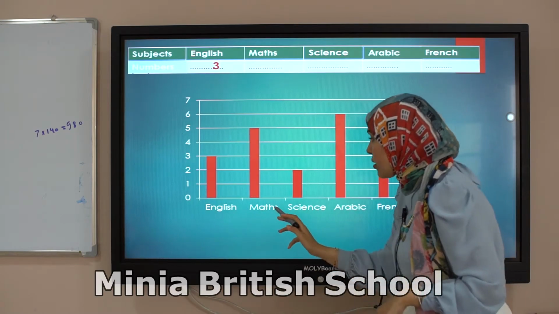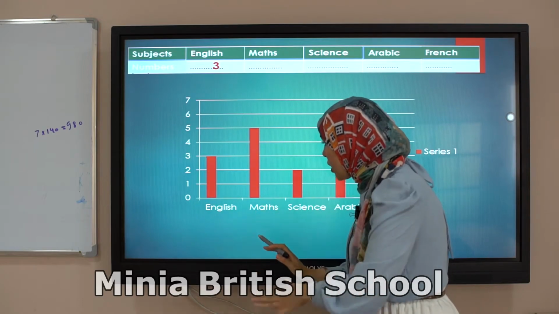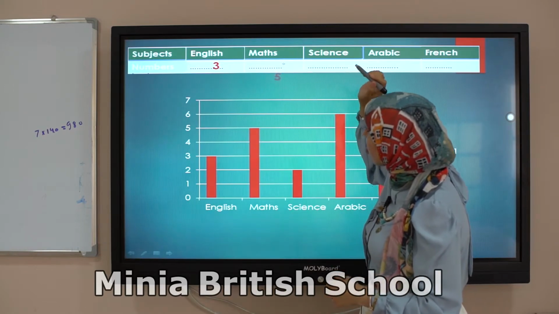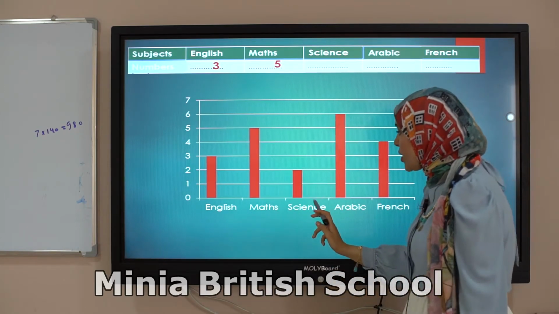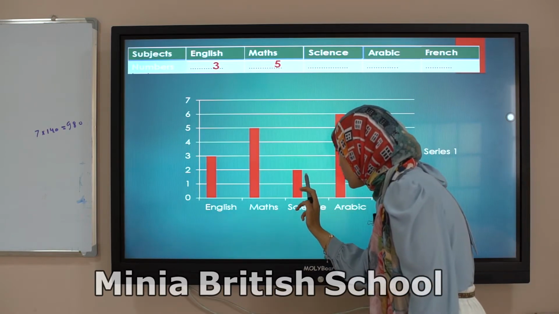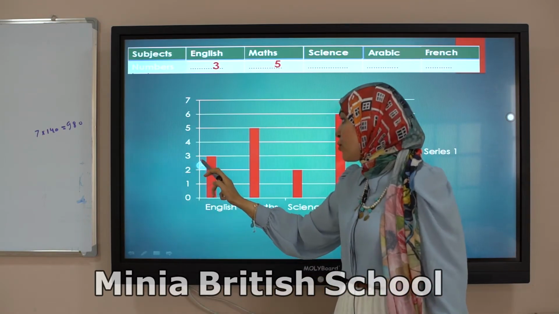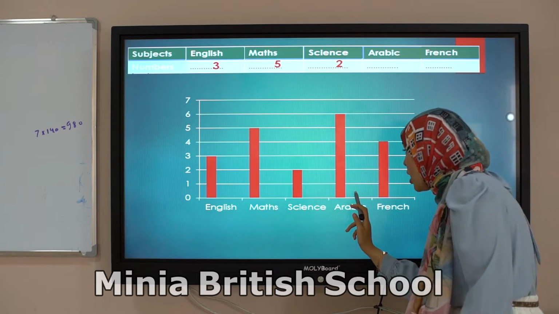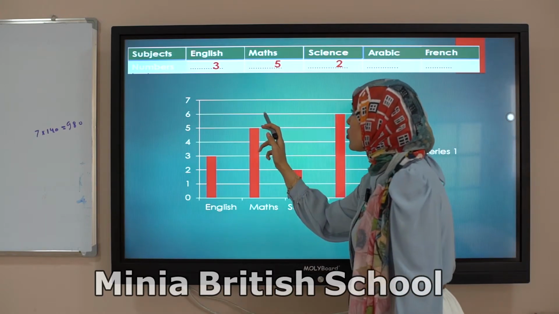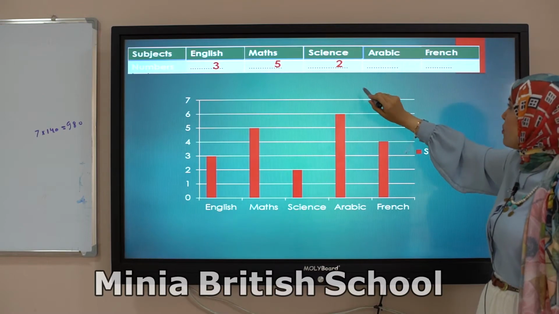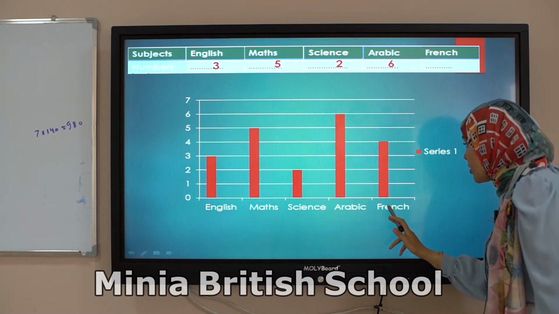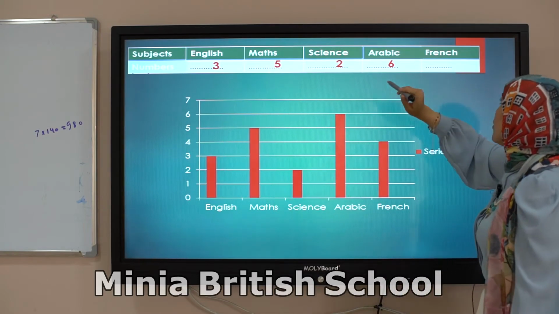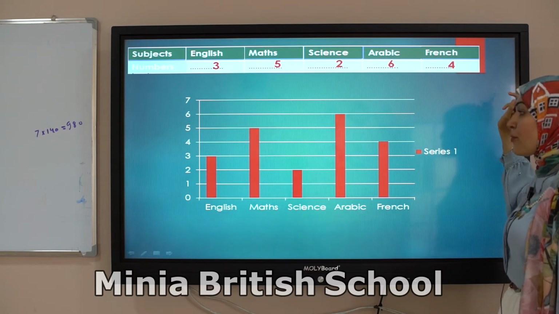Okay, and in math, I look at math. I colored here from down to up to reach number 5. So I write in math number 5. Okay, and in science, here I colored from down to up until I reach number 2. So I write here number 2. In Arabic, I colored from 0 to reach number 6. So I write here number 6. Okay, and in French, I colored from down to reach number 4. So I write here number 4.